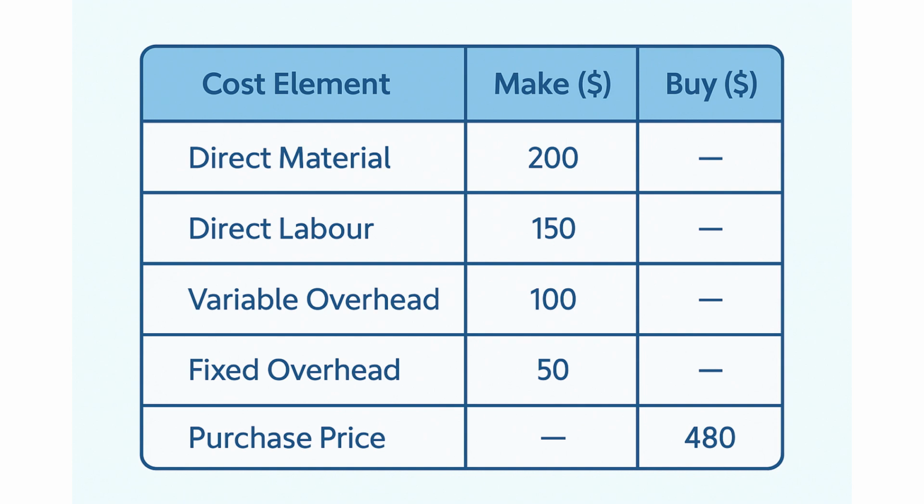For example, Foresight Manufacturing currently produces a component used in its products. It costs $500 per unit to make internally, and an outside supplier offers to sell it for $480 per unit. Should the company make or buy? At first glance, it looks cheaper to buy at $480, but not all costs are avoidable. That's where relevant cost analysis comes in.